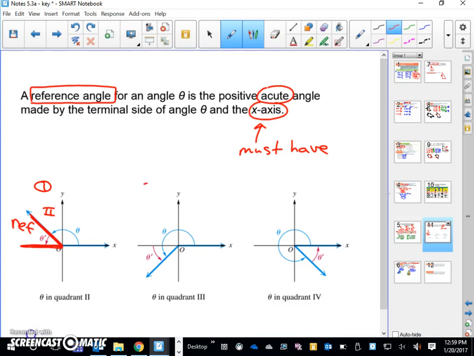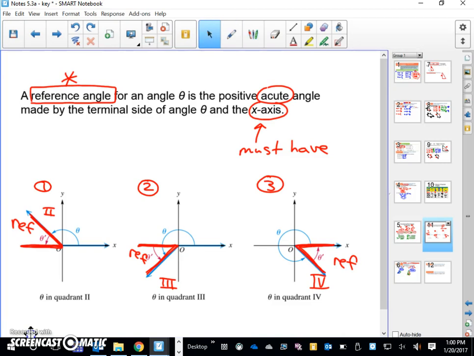If you look at picture 2 here, it looks like angle theta takes us to quadrant 3, right? But really what we're going to look at, the reference angle, is the acute angle that our angle makes with the x-axis. It has to be the x-axis. So right there, that's our reference angle. This is a really important concept for the entire semester. In picture 3, the angle is taking us to quadrant 4, but the reference angle is the acute angle made with the x-axis. So right there, that is your reference angle.